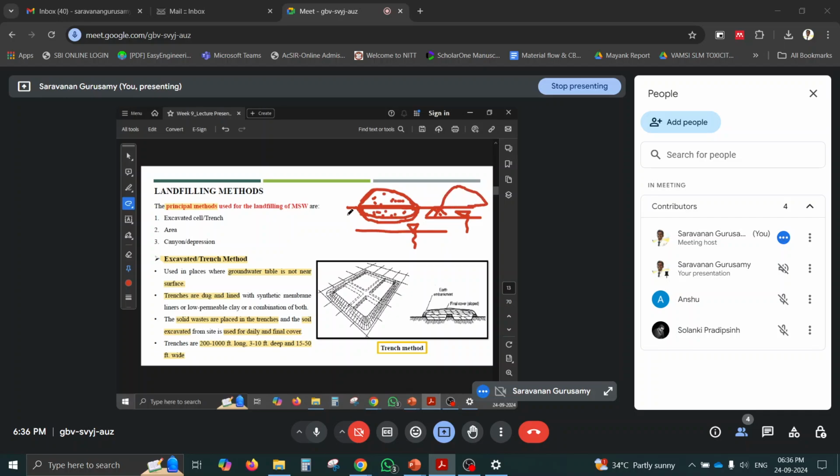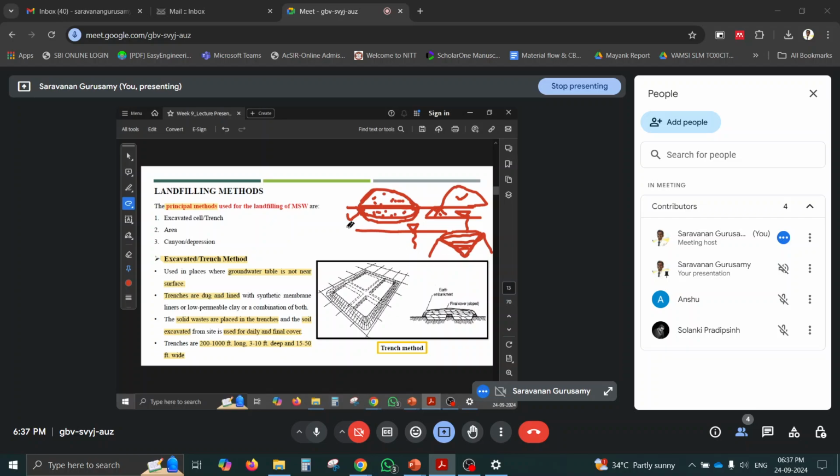So this is called the excavation or trench method. This is called the area method. And another one is called the canyon method. The canyon method is used when I have a mountain region or a valley region. So I can use this valley or canyon region for filling the solid waste. This mountain acts as a natural barrier for leachate migration and landfill gas migration. Although I still need some liner system and a proper cover system.